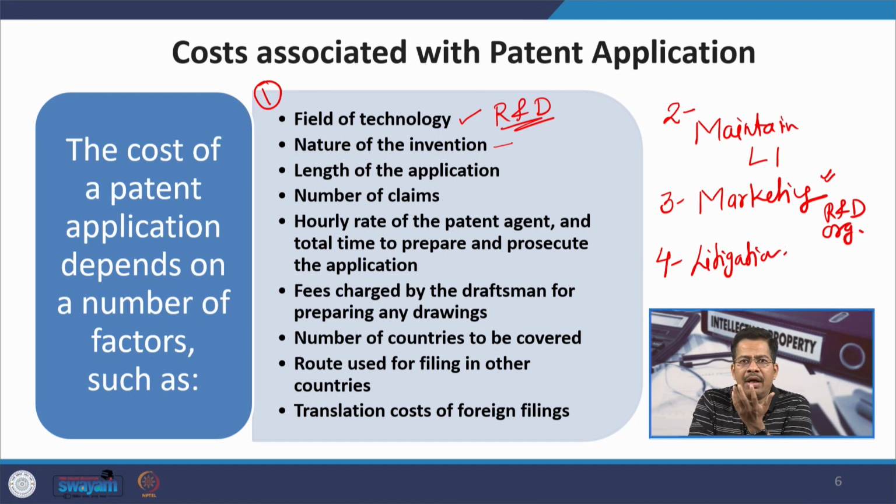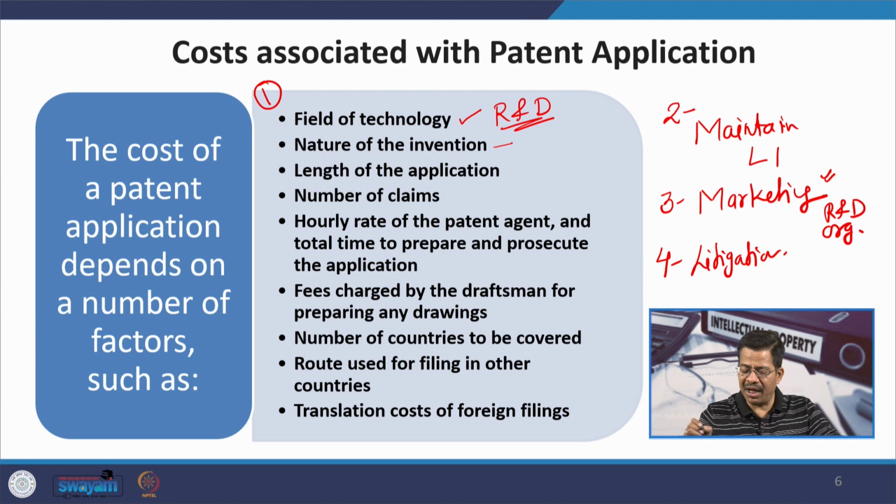Because ultimately you want to exercise your exclusive right, and to exercise that exclusive right you need to go through litigation routes. So, organizations should be ready to have this cost also. Now, whether you want to go into litigation, whether you want to go into marketing, whether you want to go for the maintenance of the patent, or what other cost you can eliminate, which we discussed, that all is very important managerial decisions. You can find ways and means.